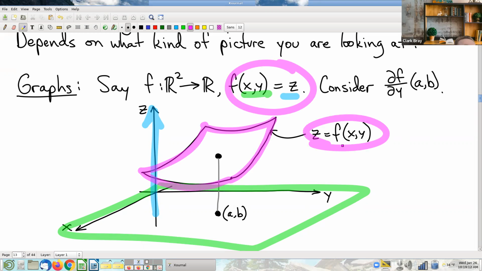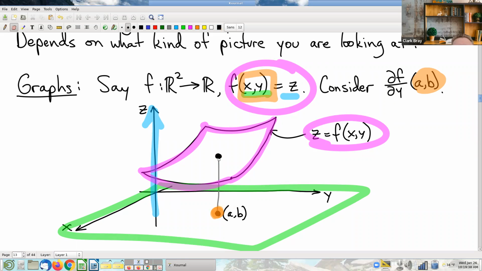And I want to compute the partial derivative. Now, I do have to say where I'm computing the partial derivative. They're different depending on where you look. So I'm going to look at the point (a, b). That means that the input values are (a, b). So said differently, in the xy plane, the point I'm looking at is (a, b). On the graph, there's a corresponding point up there, sure, right?